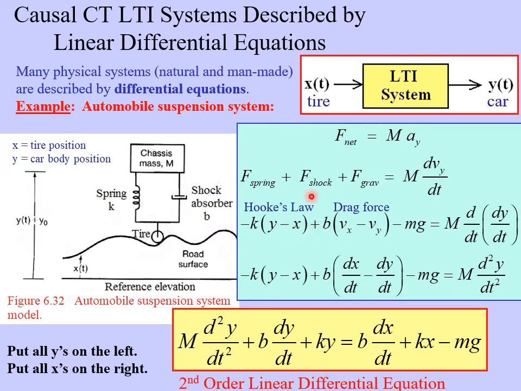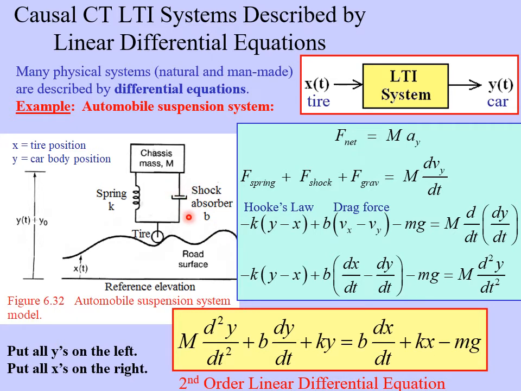Likewise, the drag force, that's this shock absorber force here. It's modeled as a drag force given by that Stokes formula that we saw in the last slide, which is b, some coefficient, and here instead of just velocity, it's the difference in the velocity of the top and the bottom. So we have the vx minus vy to do the drag force here, because if they're both moving at the same velocity, then there's no drag force.